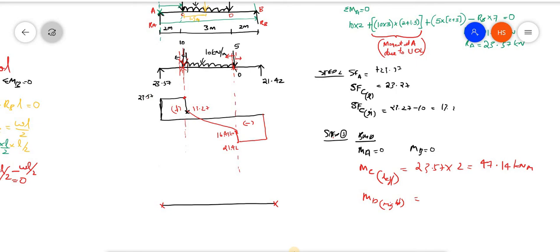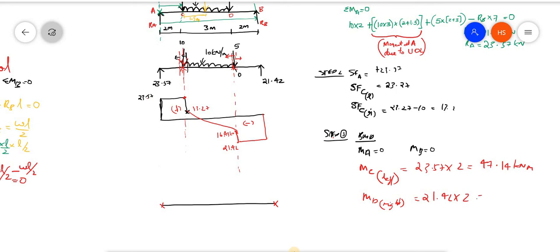That is right, because I am having only one load. Either you can take to the left. If I am taking to the left, I will be having 3 loads: 23.57, 10, and a UDL. So it will be easier to find out to the right. So always, while finding the bending moment, take the section which is having lesser loads. Take the right if it is having lesser load.